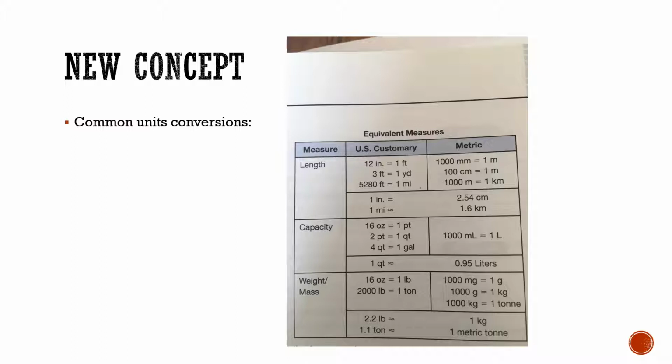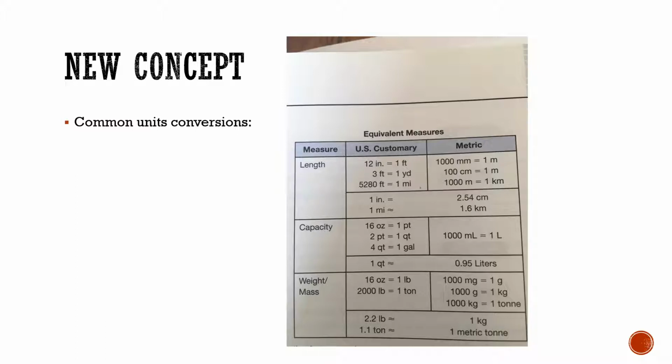And then the metric on the right, we have millimeters, centimeters, meters, kilometers, milliliters and liters, milligrams, grams, kilograms, and then a metric ton. So really, when you start getting to know how to use the metric system, it's a lot easier than using the U.S. customary system, but probably not for you right now because you're used to using inches and feet and yards especially.